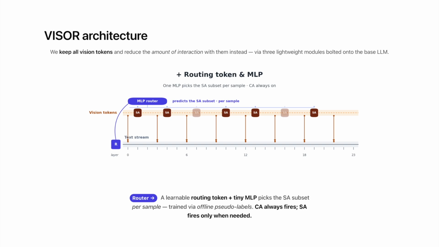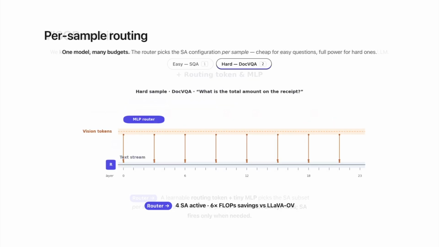So we add a router that picks the self-attention configuration per sample. A small learnable routing token sits after the question, and a tiny MLP reads its hidden state to pick the self-attention layers that need to be activated.